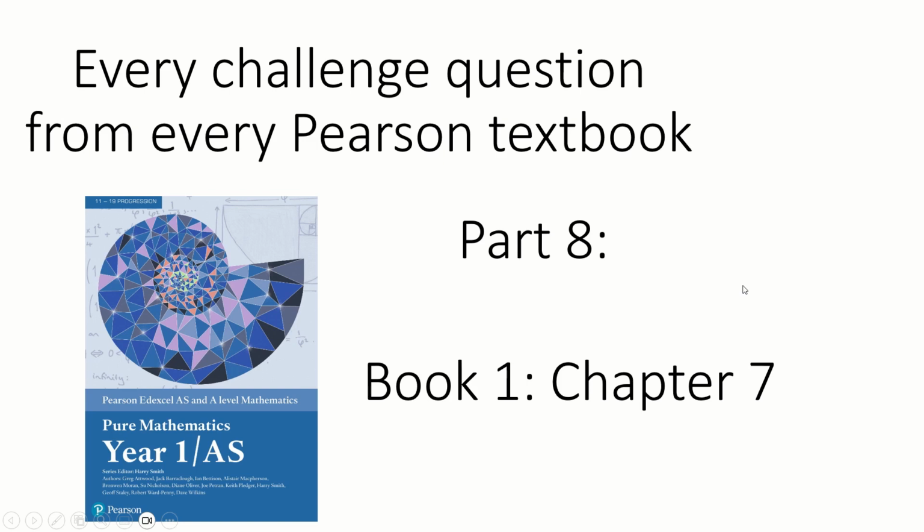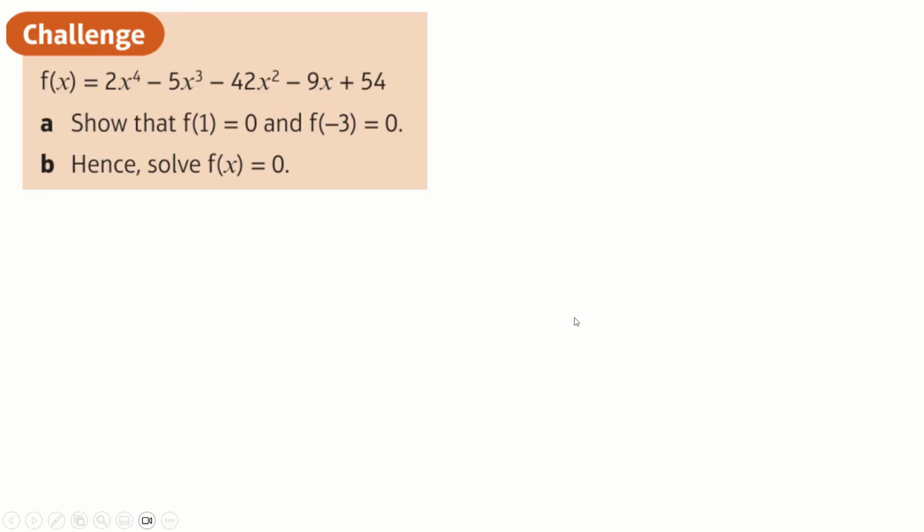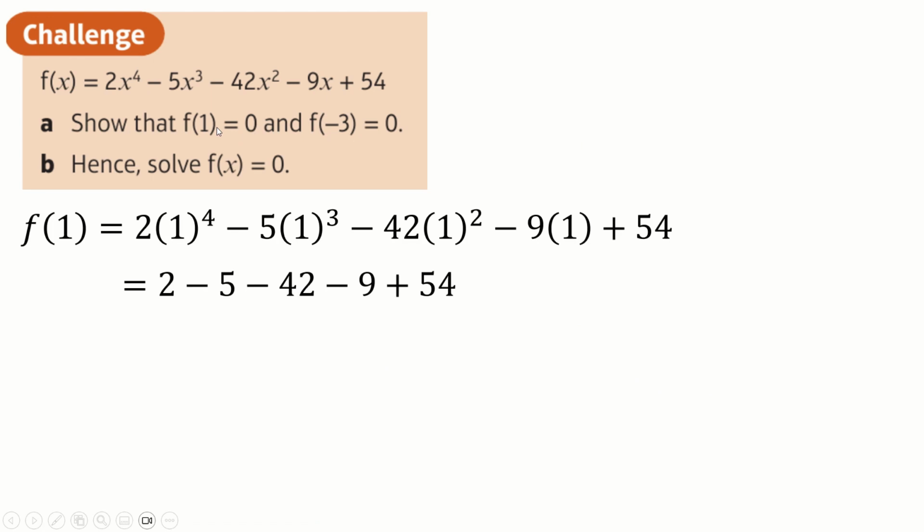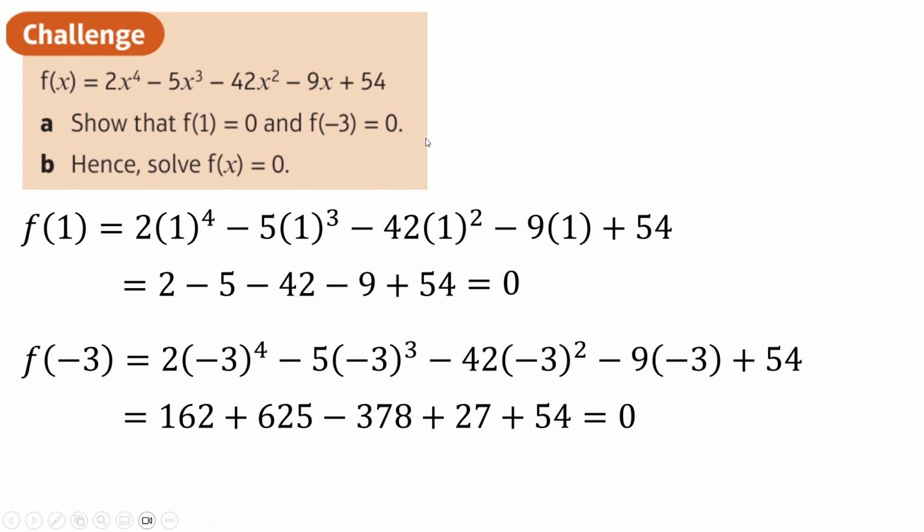Every challenge question, part 8. This is the algebraic methods chapter, chapter 7. Let's do it. So show f of 1 equals 0. We'll just put in 1 and do some maths. It's 0. Put in minus 3. Do some maths. It's 0. This, of course, means that we have factors x minus 1 and x plus 3.